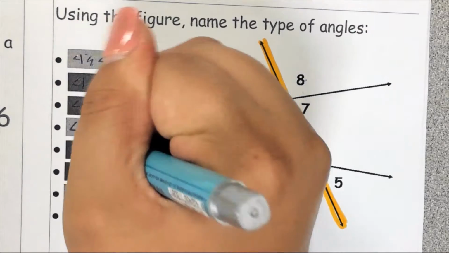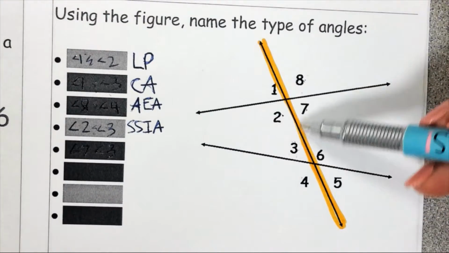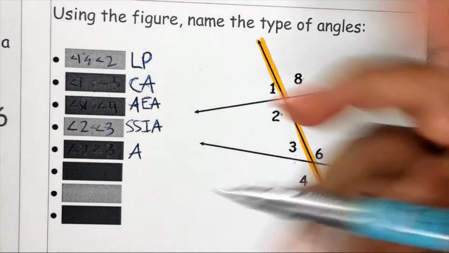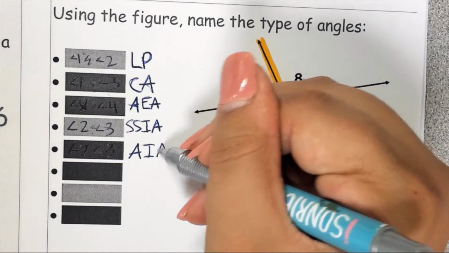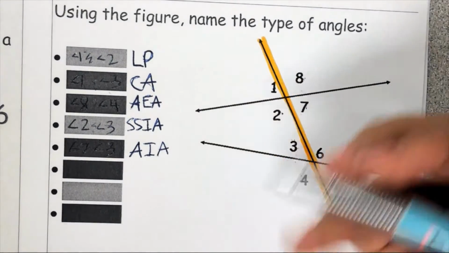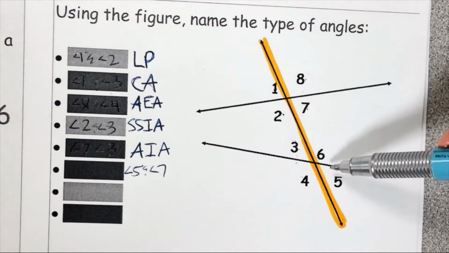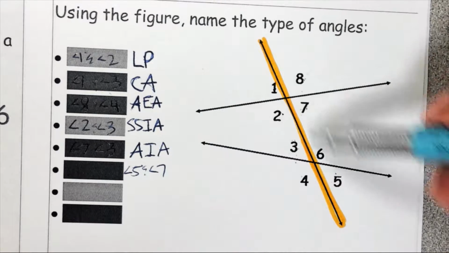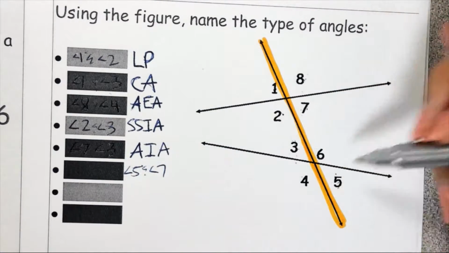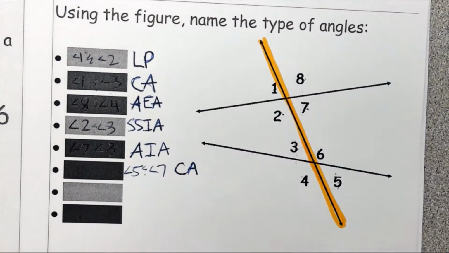Angle 7 and angle 3. They're on opposite sides, so alternate sides. And they're in between, so they are interior angles. Angle 5 and angle 7. They're on the same side, but one's inside, one's outside. So that means they're both on the bottom right. So that's corresponding angles, because they're both on the bottom right.